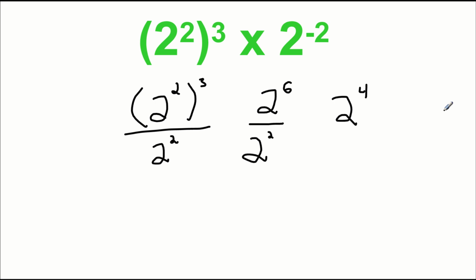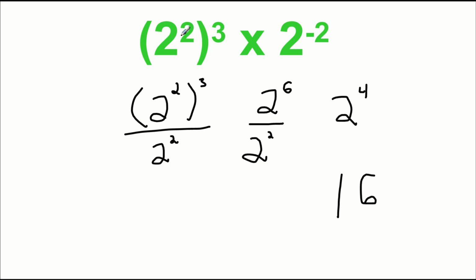This is 2 to the 4th power. So that's 2 times 2 times 2 times 2. 2 times 2 is 4. Times 2 is 8. Times 2, 16. Any questions on that? 256.